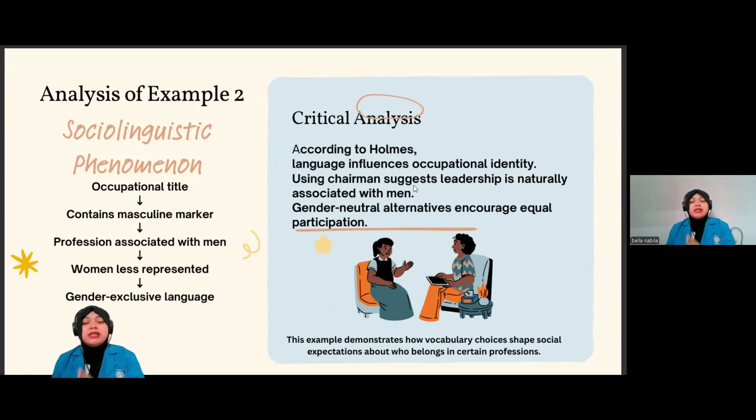Using chairman suggests that leadership is naturally associated with men. Gender neutral alternatives encourage equal participation. This example demonstrates how vocabulary choices shape social expectation about who belongs in certain professions.